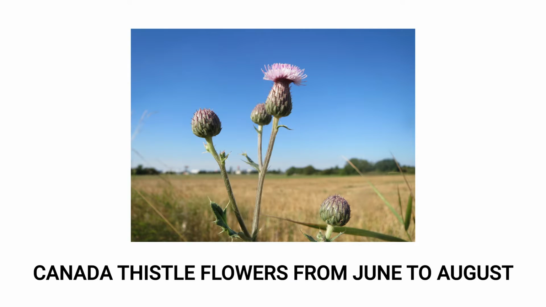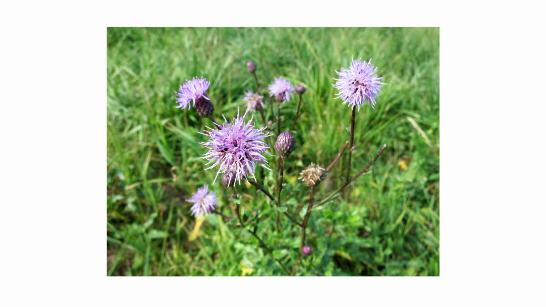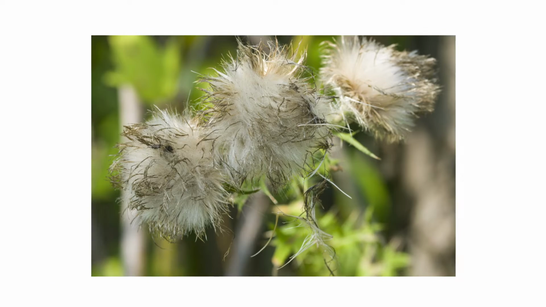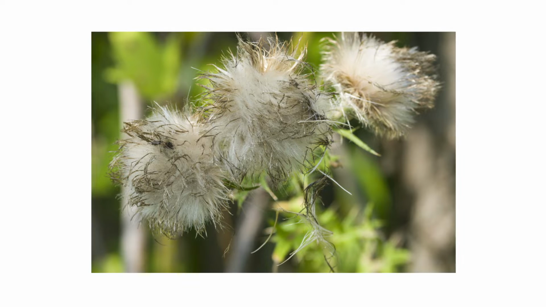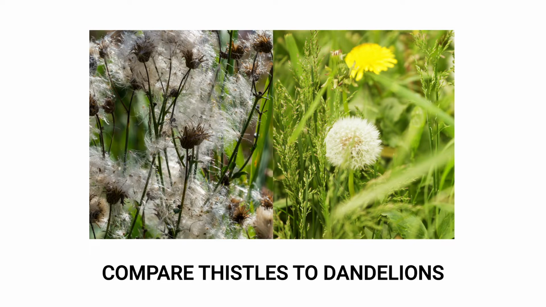From June to August, Canada Thistle bolts and produces several umbrella-shaped flowers. These can be purple, pink, or pale pink in color. When the plant reaches maturity, it will then produce fluffy seeds that will disperse in the wind, much like dandelion seeds. After producing seeds, the plant will die and grow back next season thanks to its taproot.